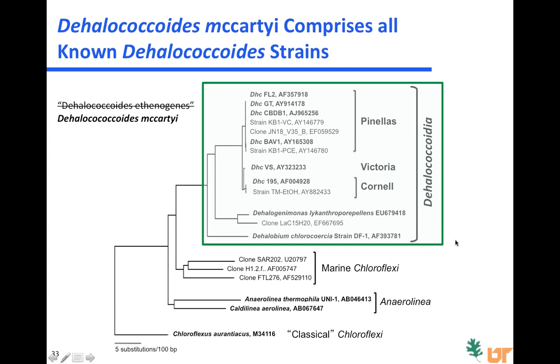You see in this tree, and I have this green box around it, the class Dehalococcoidia. There are other organisms that are not called Dehalococcoides, like Dehalogenimonas or Dehalobium. So there are other organisms in this class, Dehalococcoidia, that are not Dehalococcoides mccartyi. We are just now learning and understanding the diversity of this group. It's very likely that more organisms will be found belonging to these other types of Dehalococcoidia, including Dehalogenimonas and Dehalobium.